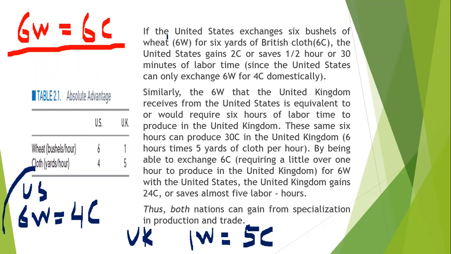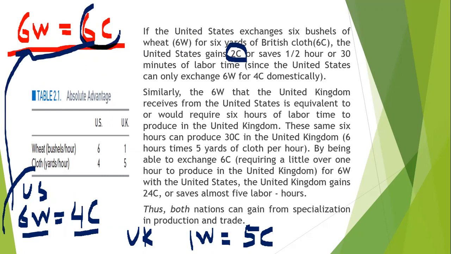So now consider if the United States exchanged 6 bushels of wheat for 6 yards of cloth, the United States gained 2 cloth. See here, in the domestic exchange rate, by giving 6 wheat, the United States will get only 4 cloth. But here the United States is getting 6 cloth. So it is advantageous for the United States because they are getting 2 cloth more.